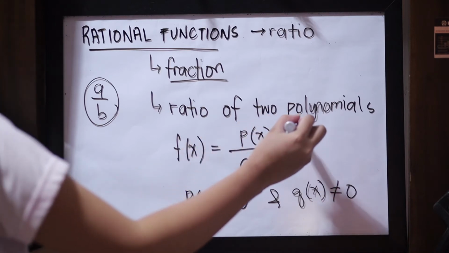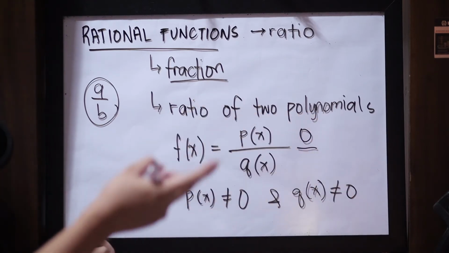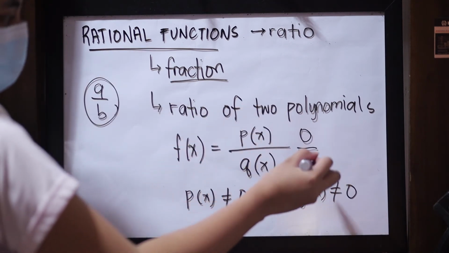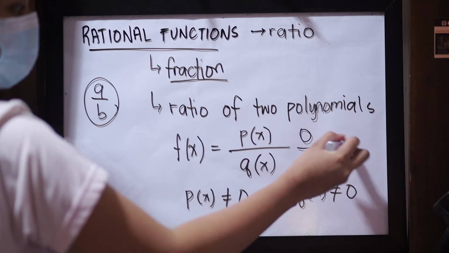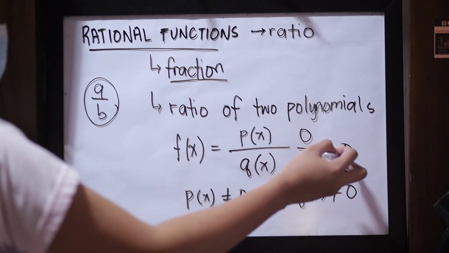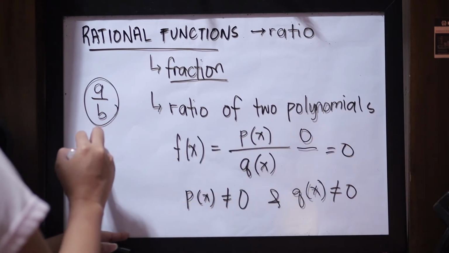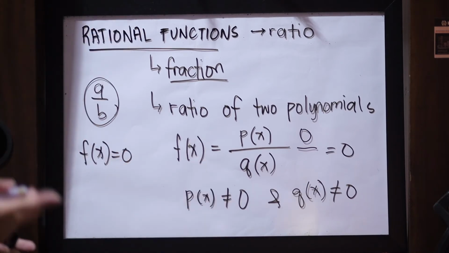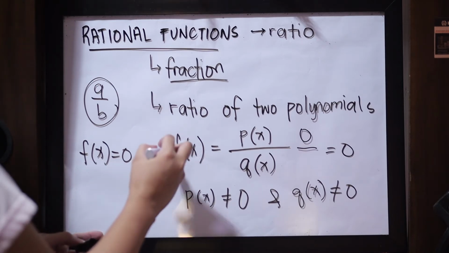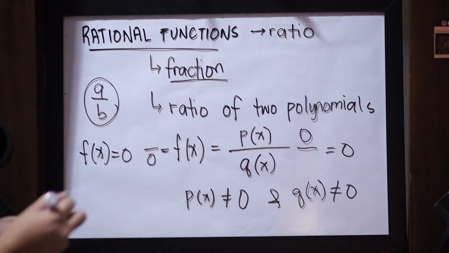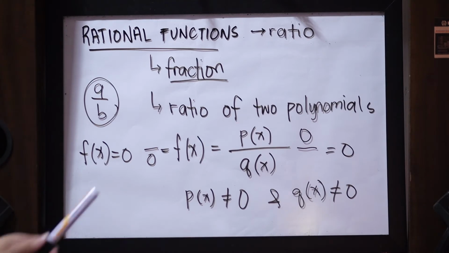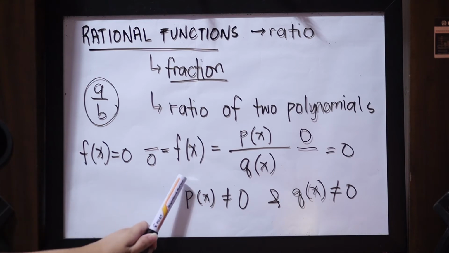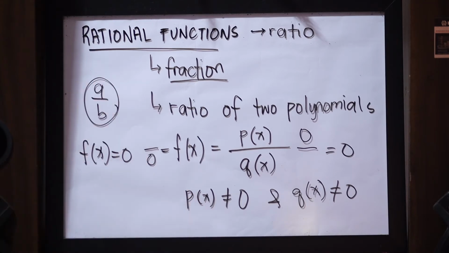Di ba? Any number na i-divide natin sa 0, or any polynomial na i-divide mo sa 0, ang magiging sagot nito ay 0. E di pagka ganito na lang ang magiging sagot mo, f of x is equal to 0, e di hindi na yan rational function. Same with kung ang denominator mo naman ay 0. Pag ang denominator mo naman ay 0, di ba ang sagot dito ay, tawag nito, undefined. So, hindi naman pwede yon kasi yung function mo magiging undefined. Hindi na siya rational function.